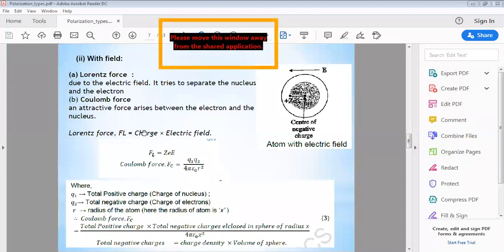The Lorentz force should be equal to the Coulomb force. We are going to equate that. That's what we are going to do now.